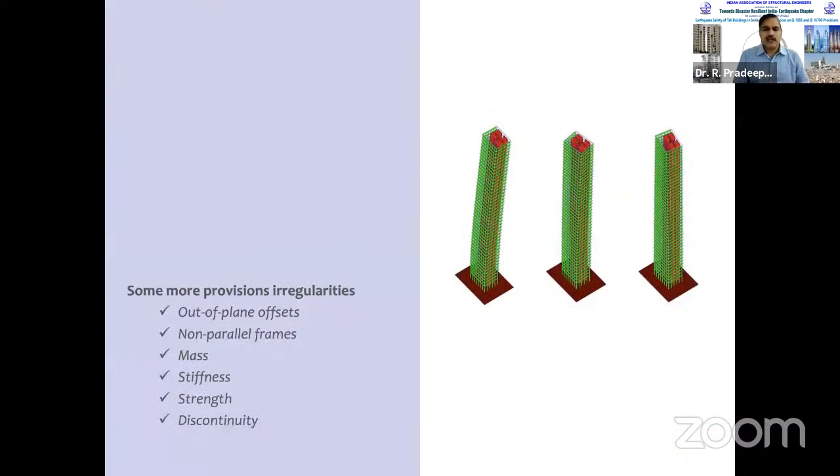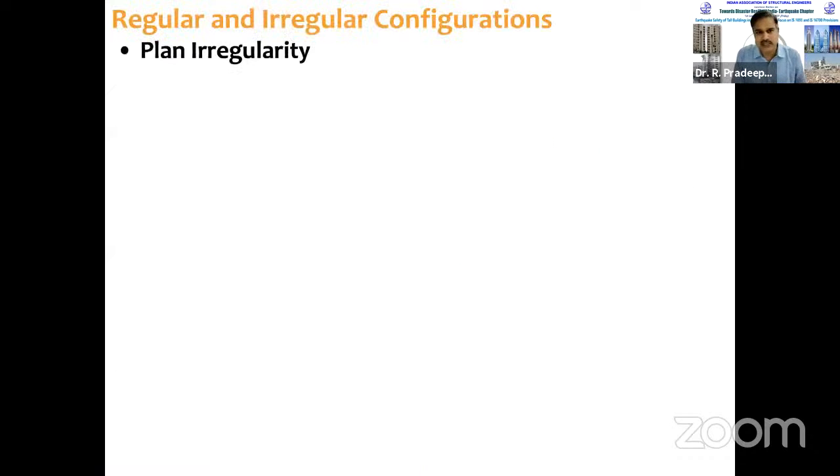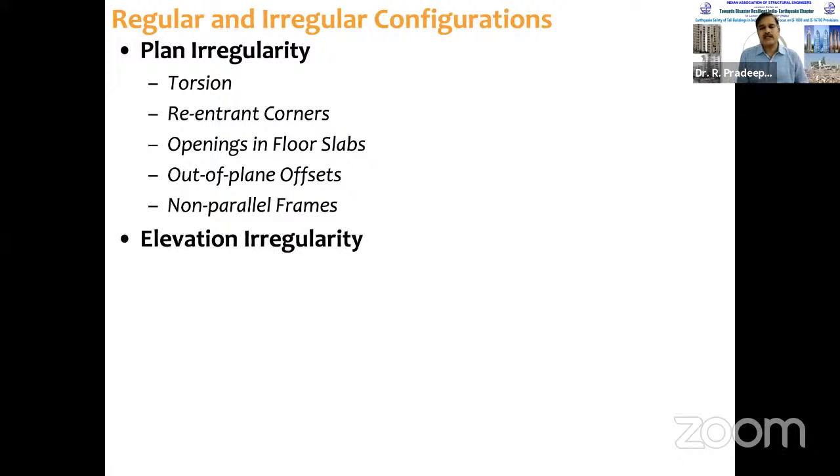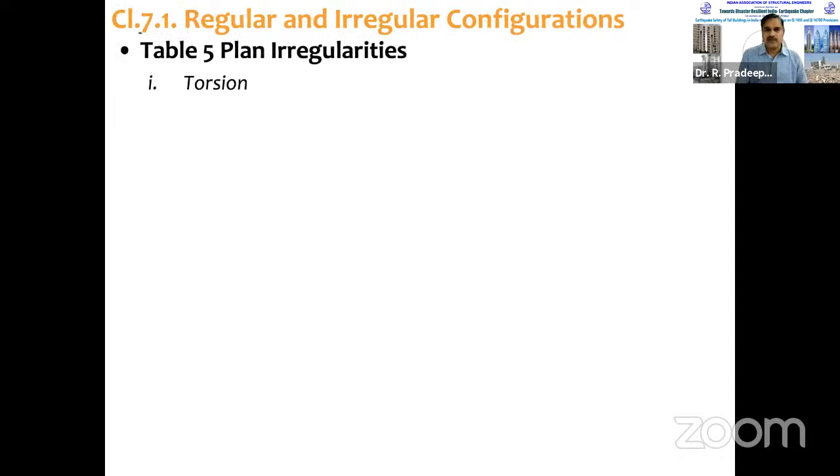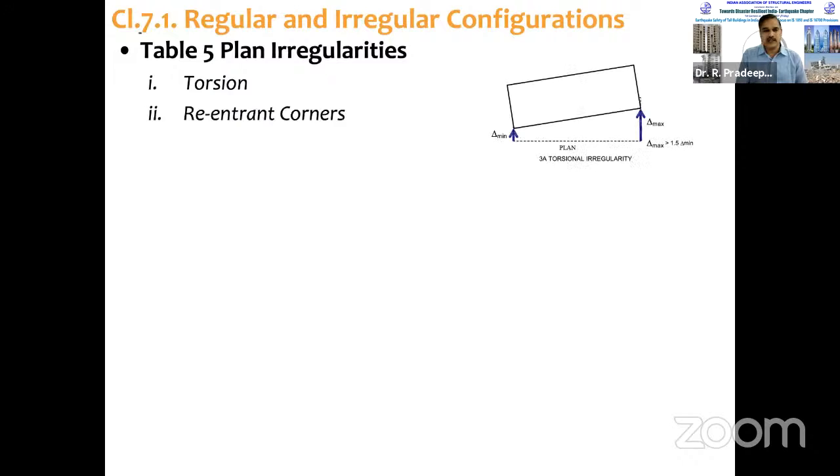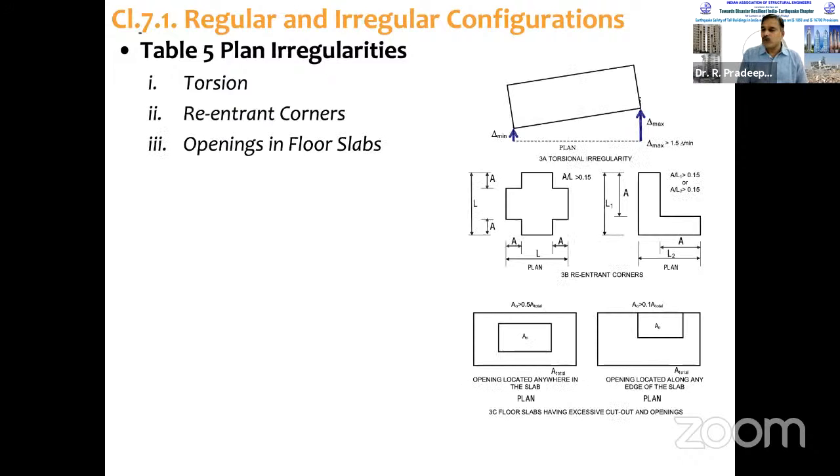And then there are some other provisions for irregularities, say out of plane offset, non-parallel frames, mass irregularity, stiffness irregularity. Let me touch upon a few irregularity clauses. There are 5 plan irregularities defined in IS 1893 and 7 elevation irregularities. One is torsion, as I discussed, reentrant corners also. Then openings in floor slabs. Openings in floor slabs will lead to a flexible floor diaphragm, where lateral load resisting elements will suffer damage if it is not rigid floor diaphragm action.